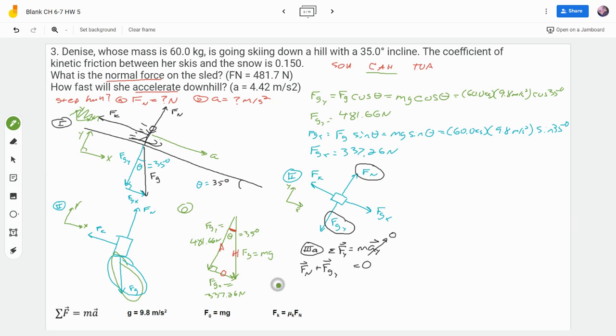You do step 4 on the a side. Take the hats off. F sub n is in the positive new y direction, so that gets a positive. F sub gy is in the negative new y direction. It's down-ish, so that gets a negative. So minus f sub gy, and this is equal to 0, which means f sub n is equal to f sub gy.